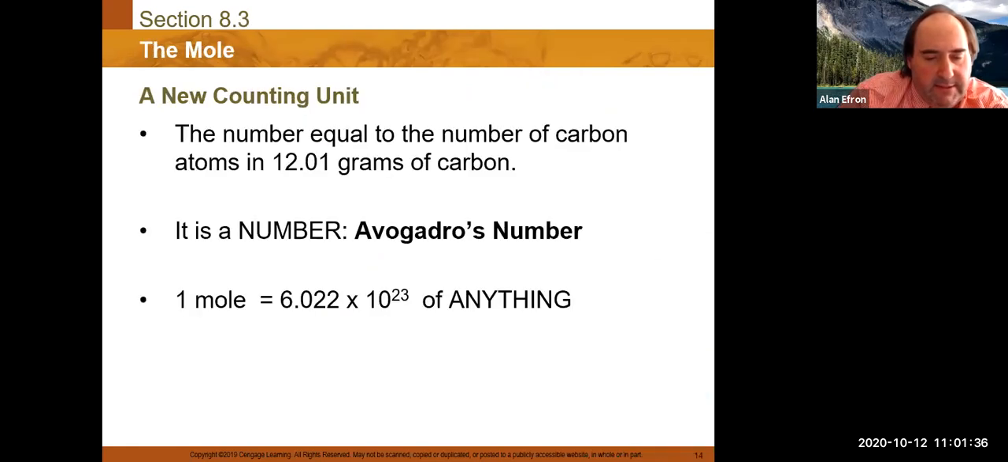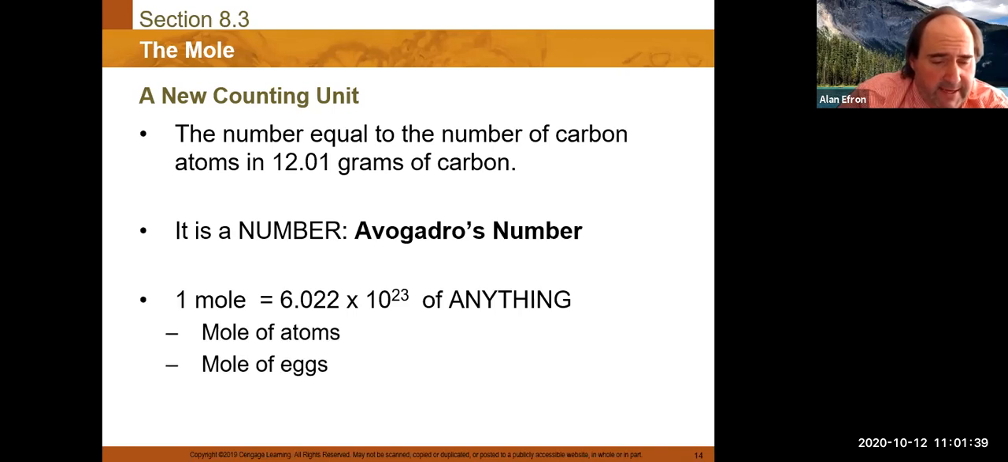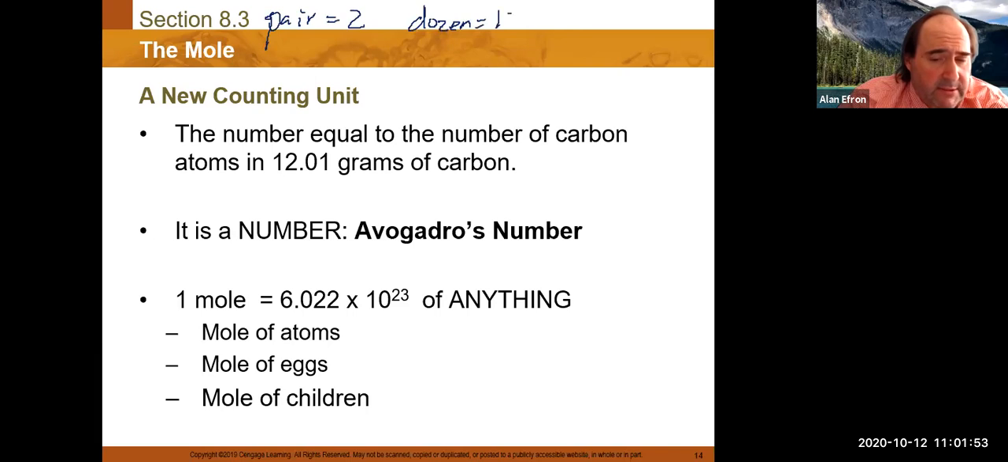Okay, so this brings us to a new sort of conversion. In life, we have a lot of words that represent something. So for example, if we say we have a pair of something, that represents 2. We say we have a dozen of something, that represents 12. So in chemistry, we do have a name that represents a certain amount of something, and that is actually the mole. M-O-L-E, not the furry guy, M-O-L-E.